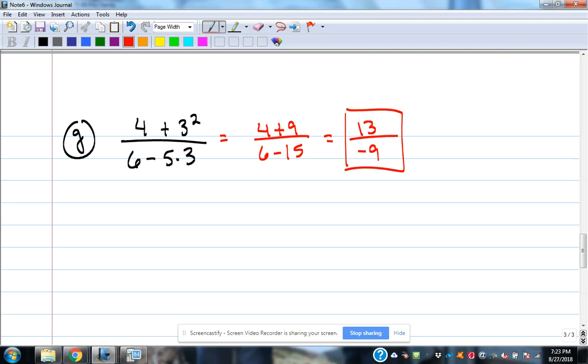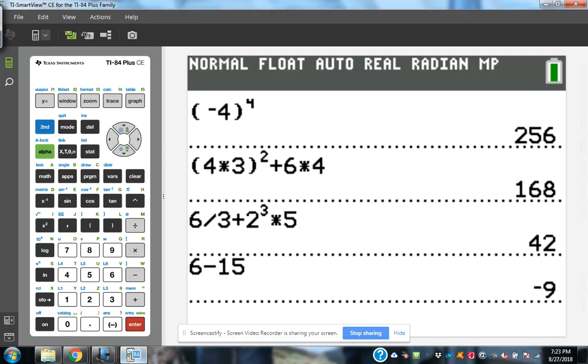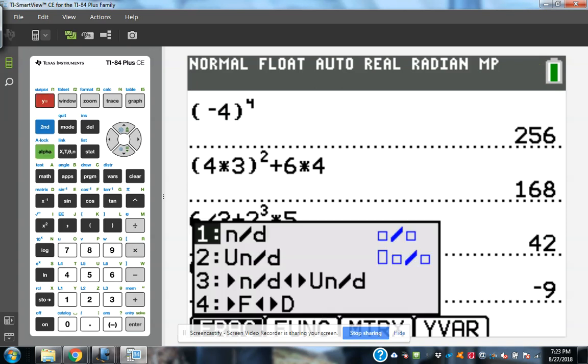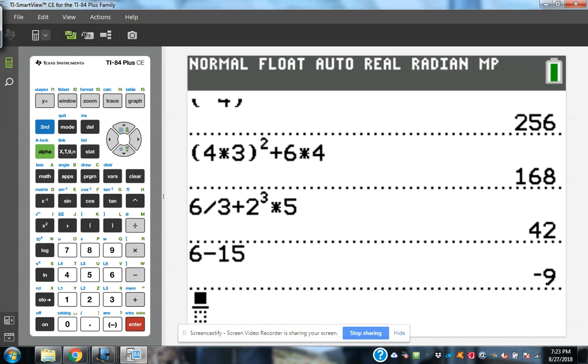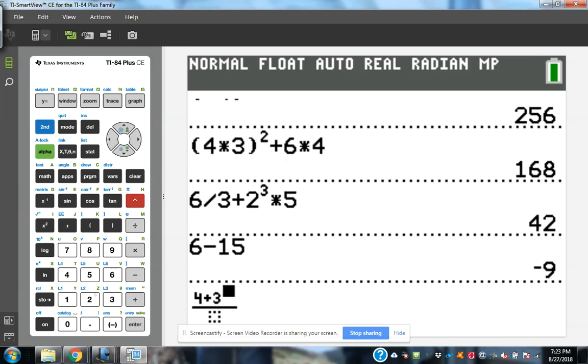Now, if you wanted to type this into the calculator, the TI-84, and this is another reason that I'm a big fan of it over the 83, you can hit the alpha button and then y equals, and it comes up with this little menu, and it'll make you a fraction, and you could type it in, 4 plus 3 raised to the second. And then you go down to the bottom part and you get 6 minus 5 times 3.